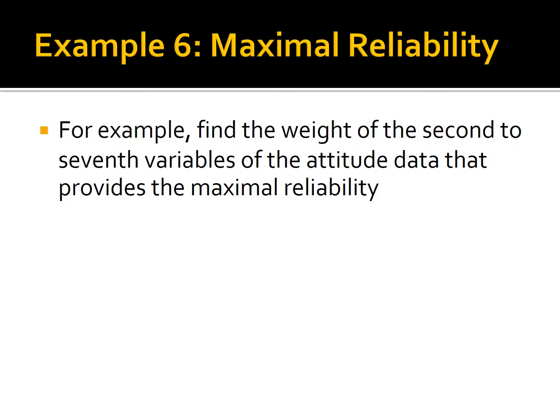So for example, I would like to find the weights of the second to the seventh variables of the attitude data. So right now we have 6 items, right? That provides the maximal reliability.